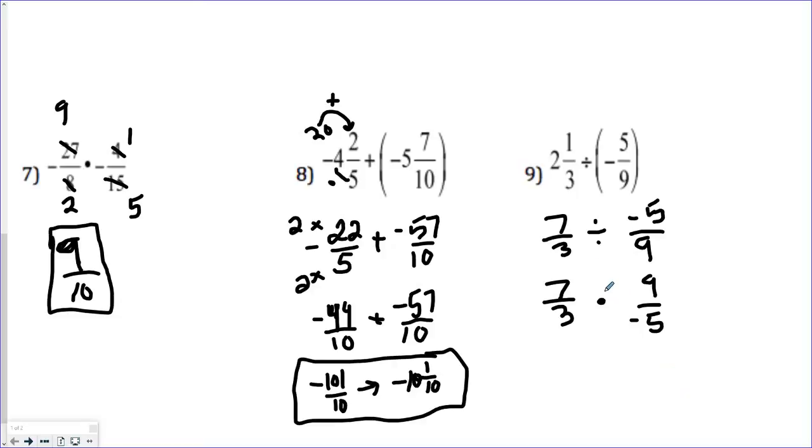Now, before I multiply these, I'm going to cancel, because I can divide this by 3, and I can divide this by 3. Cancel them out. And then I multiply like normal. 7 times 3 is 21. 1 times negative 5, if you want, is negative 5. If you want to put the negative just with the 5, that's fine.